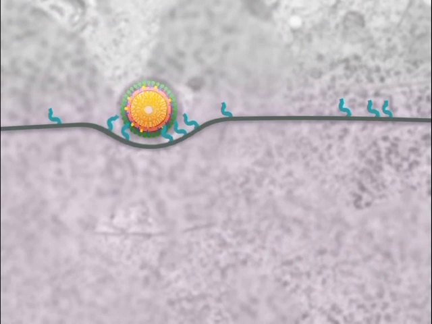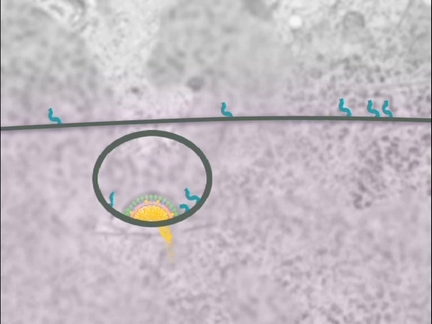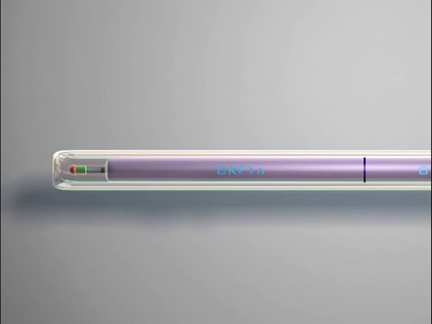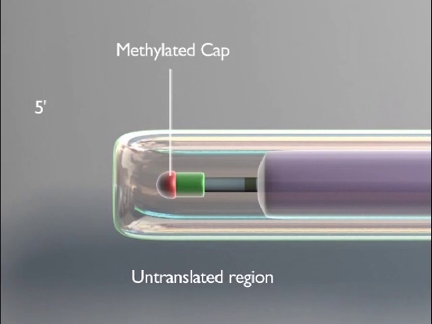During endocytosis, the endosome becomes progressively acidified. At the right pH, the viral S protein mediates fusion of the viral envelope with the endosomal membrane. Through this fusion event, the nucleocapsid carrying the viral genome is released into the host cell's cytosol. On the SARS coronavirus genome, at the 5' end, we find an untranslated region. The first nucleotide of the untranslated region has a methylated cap, which is important for ribosome binding. Another important part of this region is the transcriptional leader.